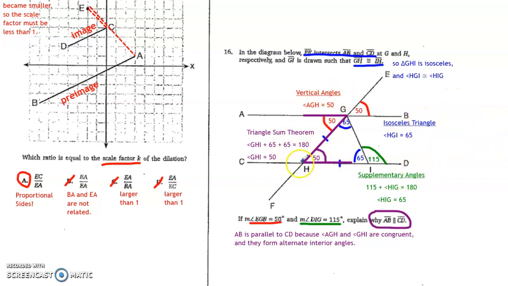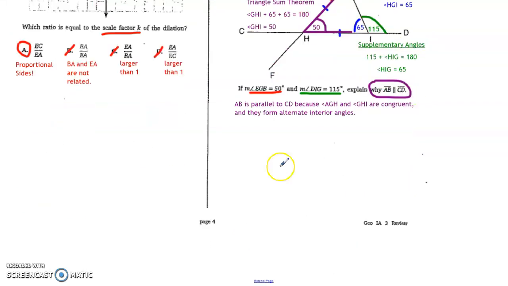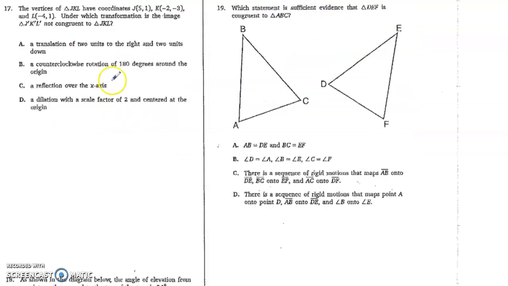For question 16, it's another one of those questions where you're using a lot of different formulas or theorems to try to justify your answer. But at the end of the day, we get that this angle is 50 and this angle is 50. Once I know that these two angles are 50, they're alternate interior angles. And if alternate interior angles are congruent to each other, that means the two lines are parallel. Easy peasy.